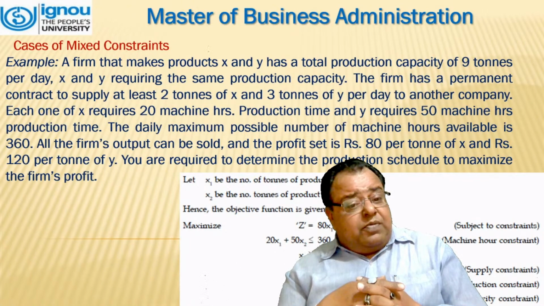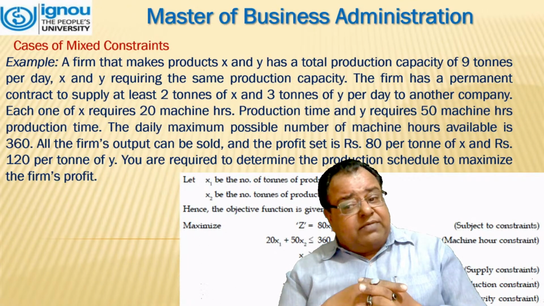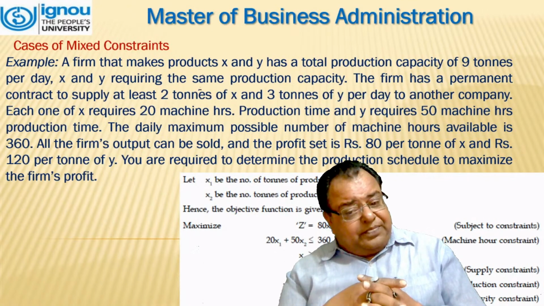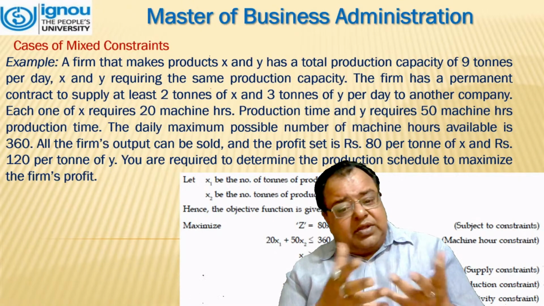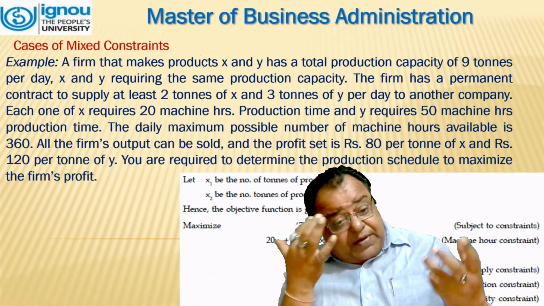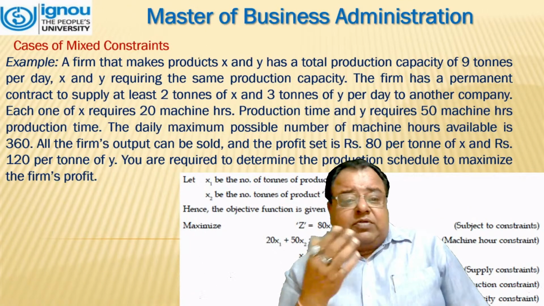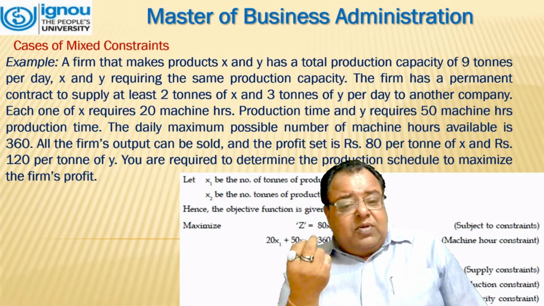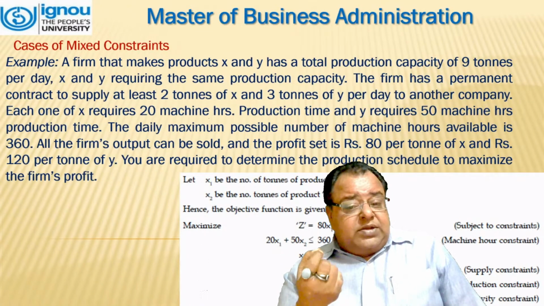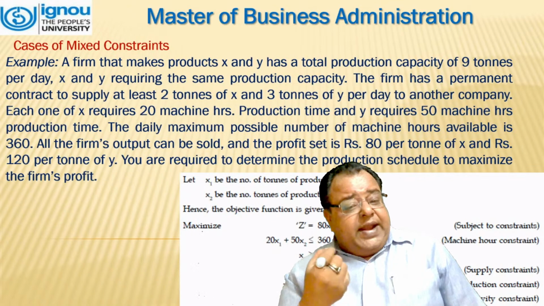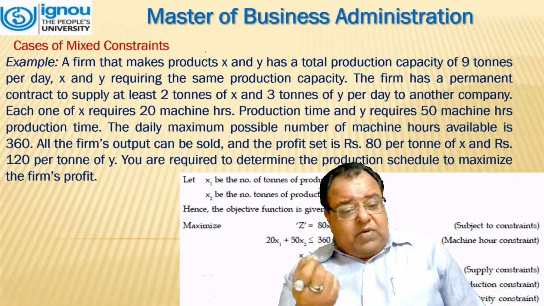All the firm's output can be sold, and the profit is rupees 80 per ton for X and rupees 120 per ton for Y. You are required to determine the production schedule to maximize the firm's profit. So we will be taking two variables because we are talking about X and Y as the two products. Here, X1 is the number of tons of product X and X2 is the number of tons of product Y.